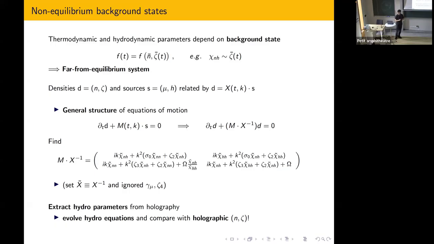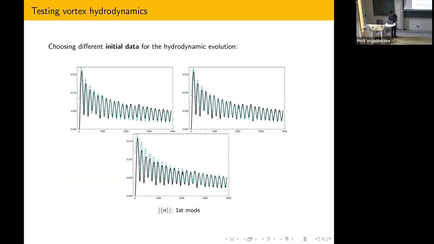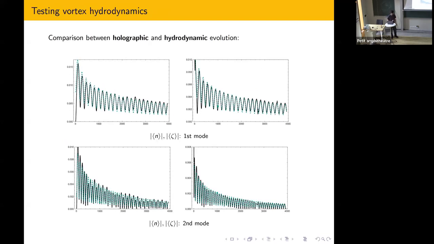However, we can actually extract numerically these parameters from holography, the susceptibilities and transport coefficients, and we can evolve these hydrodynamic equations. And then we can compare with the currents that we read off from the boundary from the gravitational side. I'll just skip this slide, it's not very interesting.